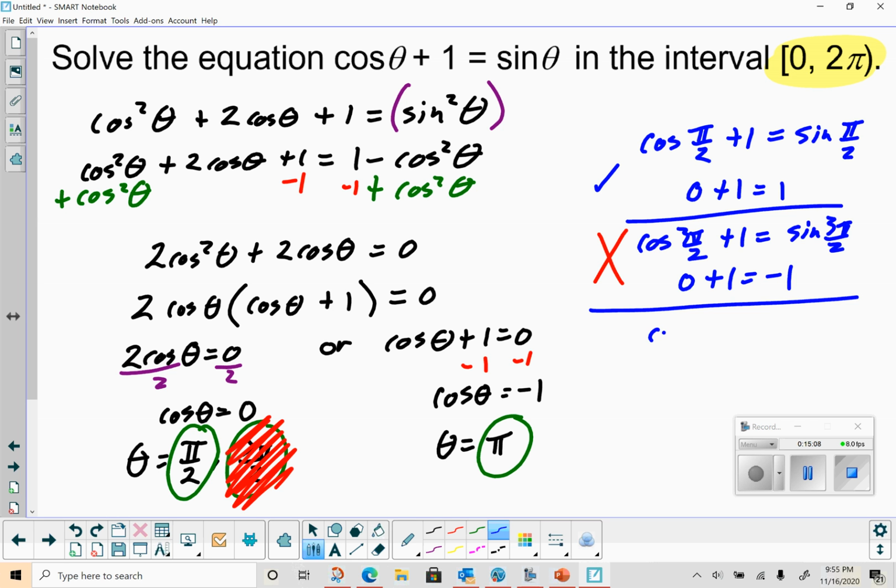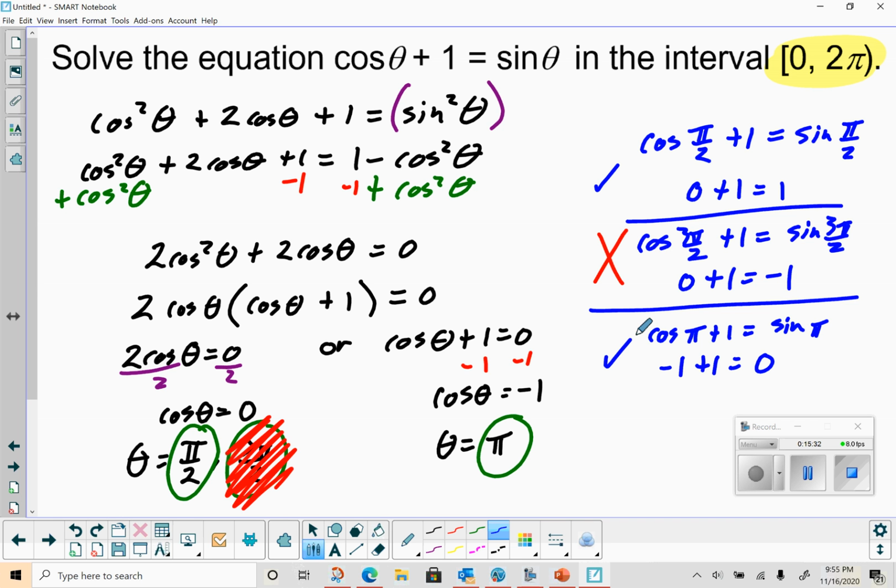And then, does the cosine of pi plus 1 equal the sine of pi? So again, the cosine of pi is -1 plus 1, that should be 0. The sine of pi is 0, that one checks out.